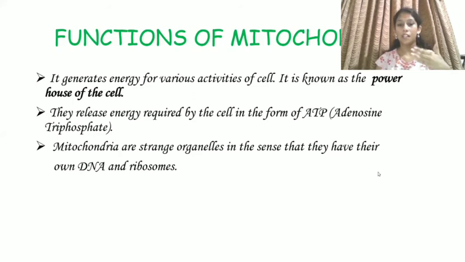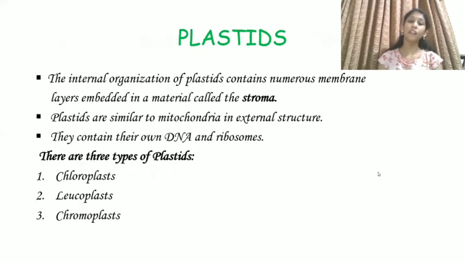Because of the presence of ribosomes on its surface. So mitochondria have their own ribosomes and DNA. Now the interesting organelle is plastids. The internal organization of plastids contains numerous membrane layers embedded in a material called stroma.